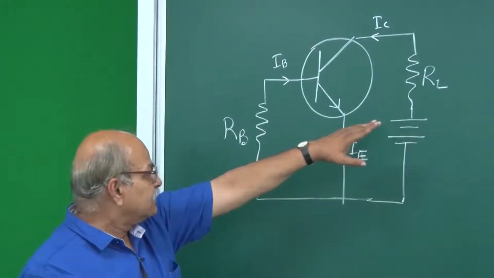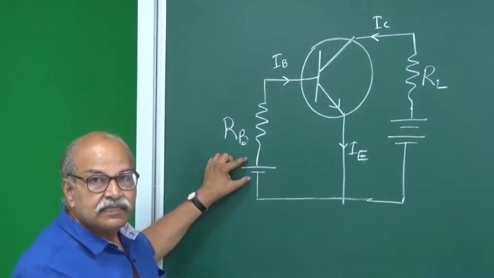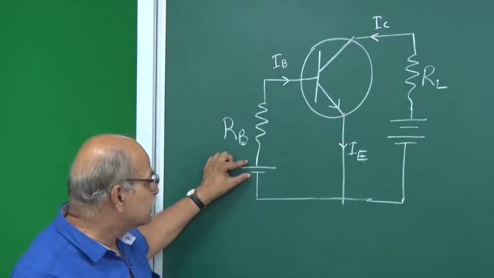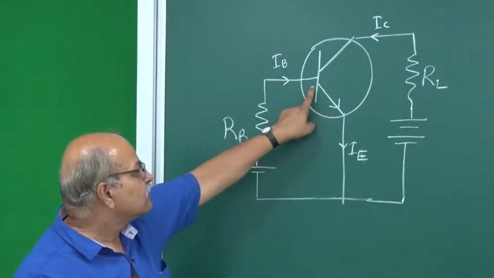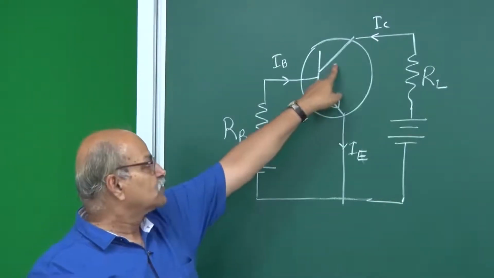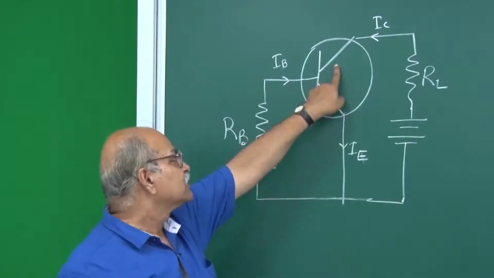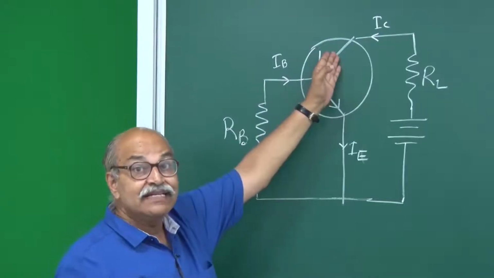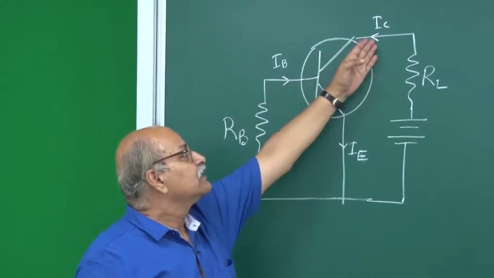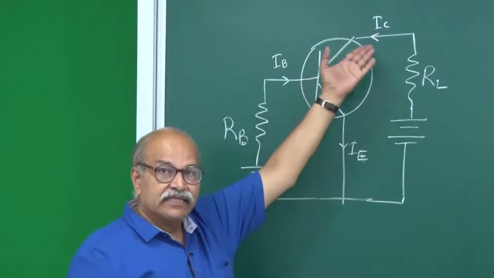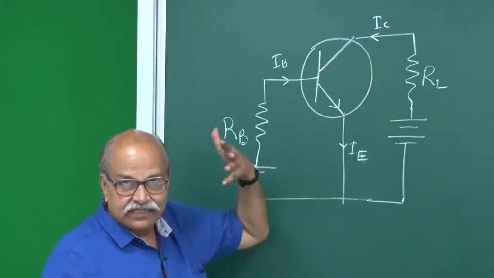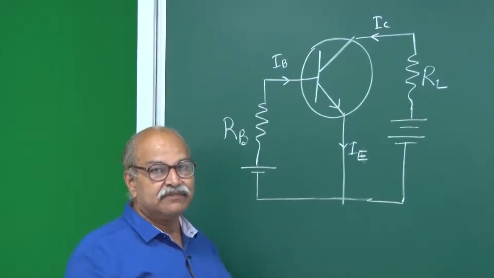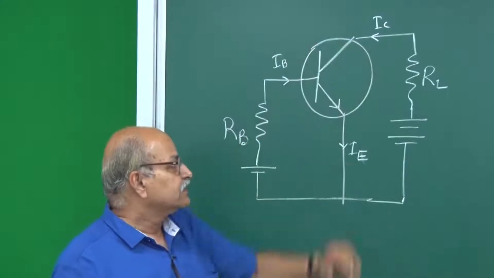In active region, if you increase this biasing voltage little bit, there is more injection of electrons, and the collector is also sufficiently reversed bias. So, if there is more electron injection, then this also proportionately draws more electrons, and this IC also changes in that same proportion. So, that is the region of amplification. When we use transistor as an amplifier, we are in this region.